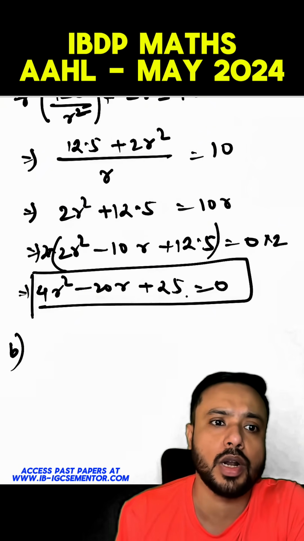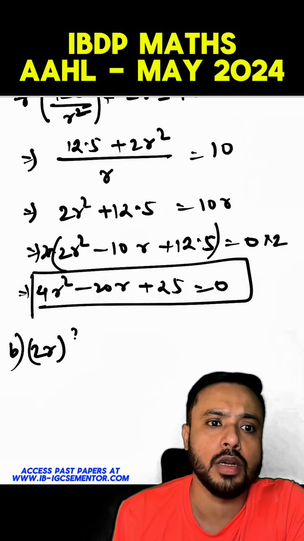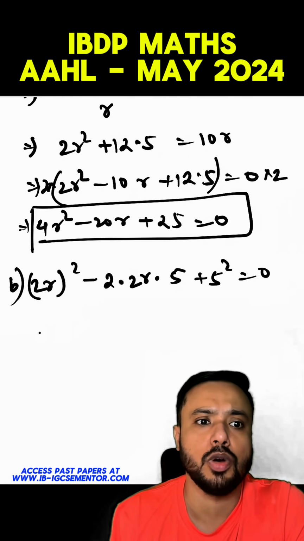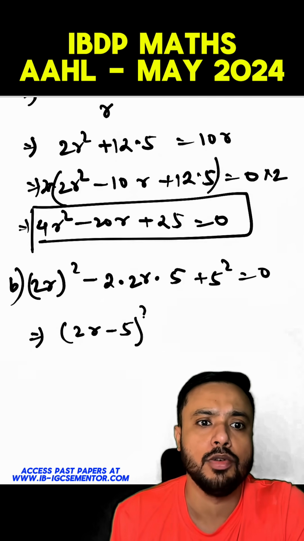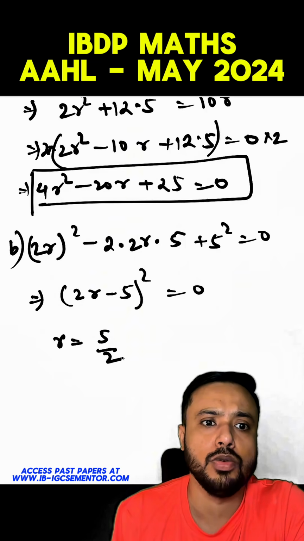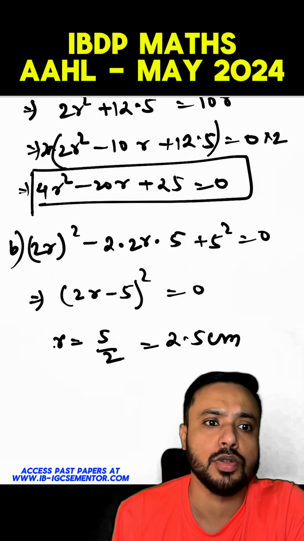So we can solve this quadratic and figure out the value of r. I can clearly write this as 2r whole square minus 2 times 2r into 5 plus 5 square. So this is nothing but a square minus 2ab plus b square. So I can write it as 2r minus 5 whole square is equal to 0. So from here I will get r equal to 5 upon 2, which is equal to 2.5 centimeters. So this is the value of r.